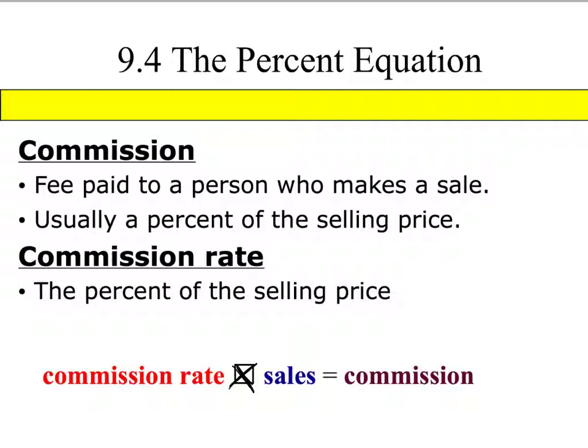For instance, if a car salesman sells a car, he or she will get a percentage of the overall price of the car. Okay, and that percentage is known as your commission rate. It's a percent of the selling price. So in order for you to find the commission, how much you actually make, you take the commission rate, which is again your percentage, you multiply it by your overall sales, and you get your commission. All right? All right, let's try one. Knowing this formula.